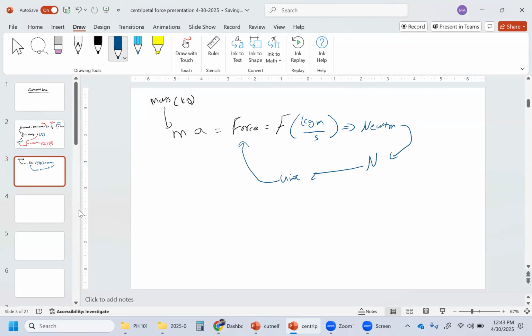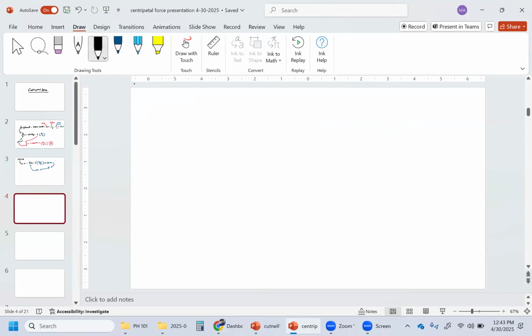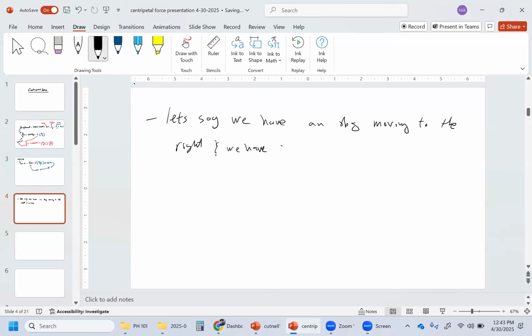Now, let's say we have an object moving to the right and we have a force on the object in the same direction.